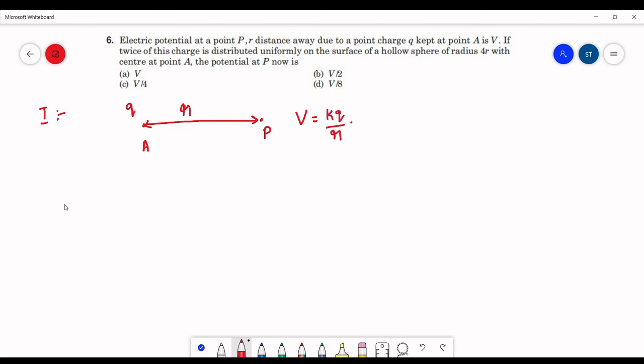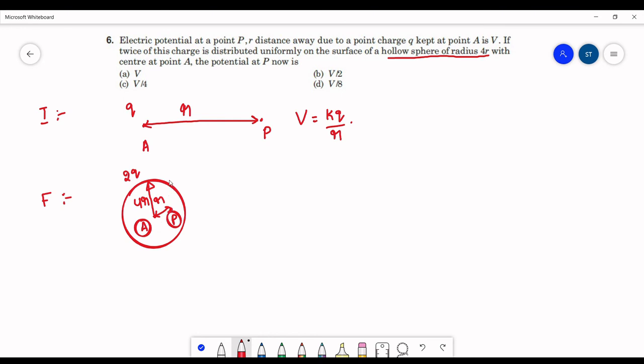Now the final case. In the final case we are given with a hollow sphere of radius 4r with twice this charge. So here we are given with a sphere of radius 4r and there is twice the charge distributed over it. Now we have to find the potential at point P. Here A is given as the center of the sphere and point P is at a distance r from the point A. So here you can see point A and point P are internal points for this sphere.